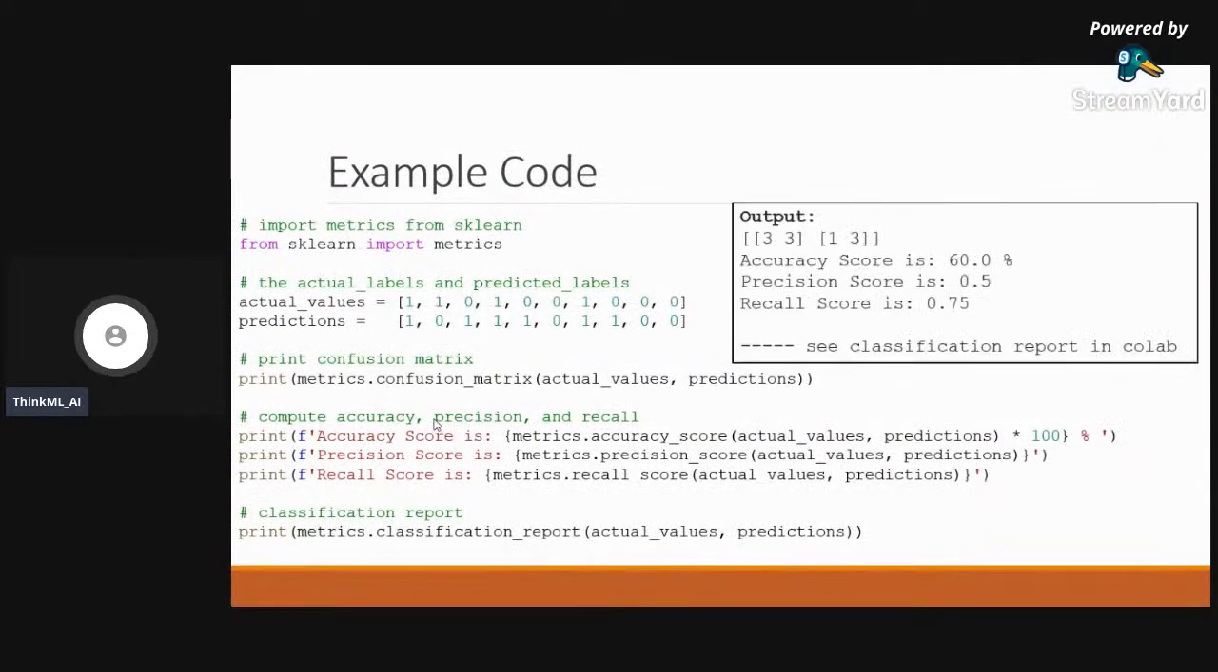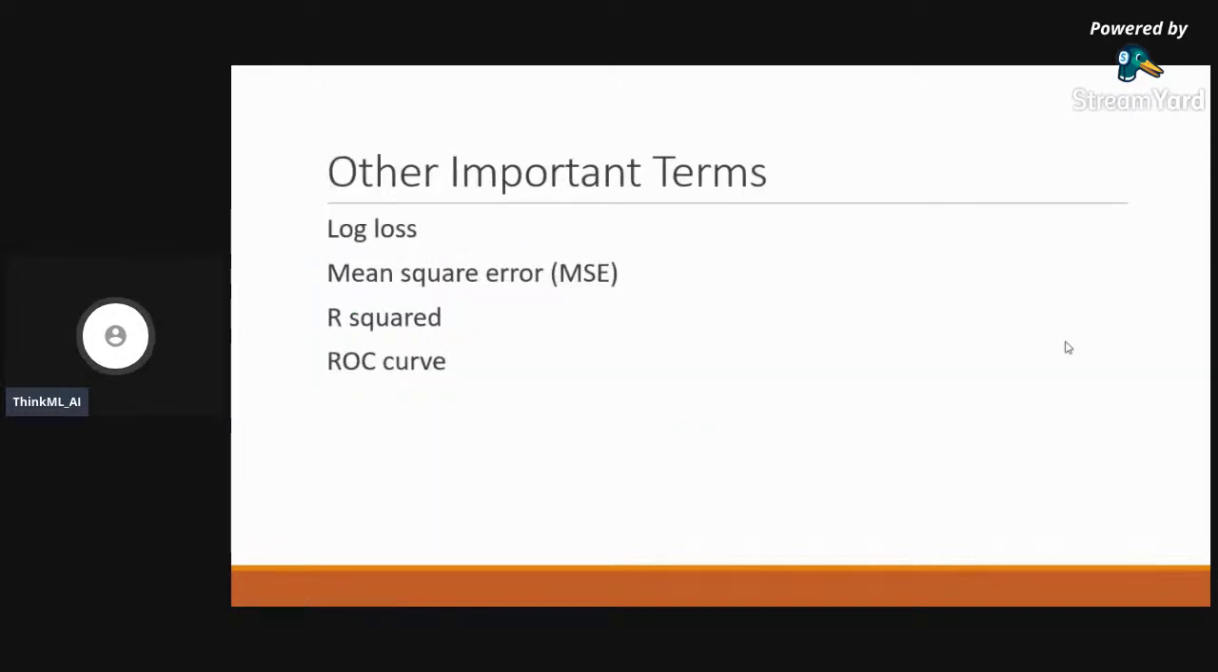Okay, so this was about evaluation metrics, and the output for the first three lines is this, and I have shown you the classification report in Colab. Okay, and this is how we will be using it. Other important terms that we use in machine learning are log loss, mean square error, R squared error, and ROC curve. Okay, so these are also other common terms which we highly use.